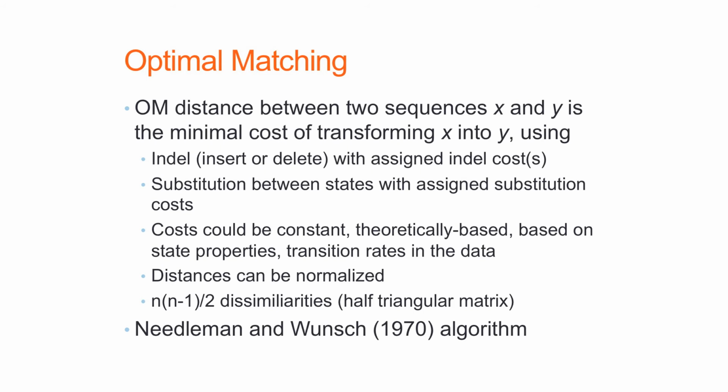Distances calculated using optimal matching can be normalized, and they typically comprise a half triangular matrix of all the sequences in the data set. Okay. Once we have a dissimilarity matrix, we can start looking at some of the other tools that can be used to look at sequences. So one of them is that we can look at neighborhoods of sequences.